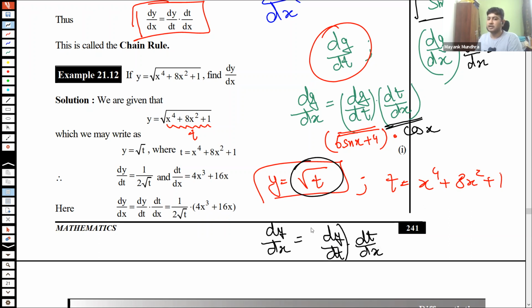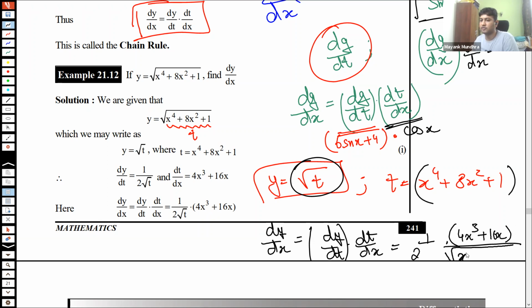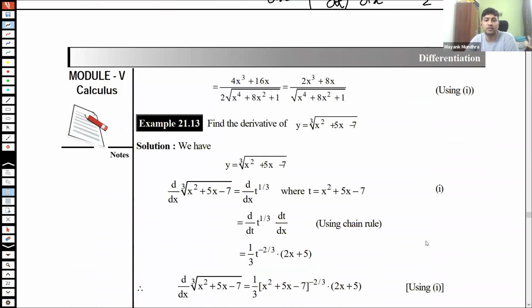So you can write dy by dt is 1 by 2 root t into dt by dx. So dt by dx is going to be 4x cube plus 16x. And finally, this root t can be written as under root of x to power 4 plus 8x square plus 1. So it makes our job easier in certain situations, and that's why it's a very handy rule, the chain rule.